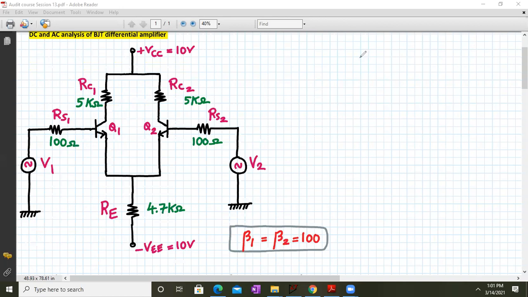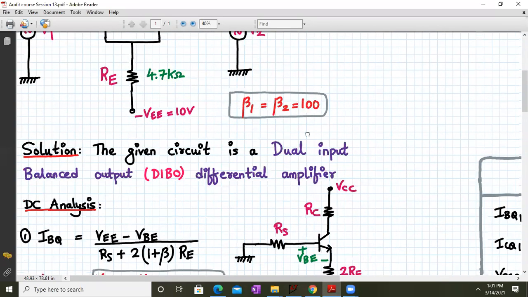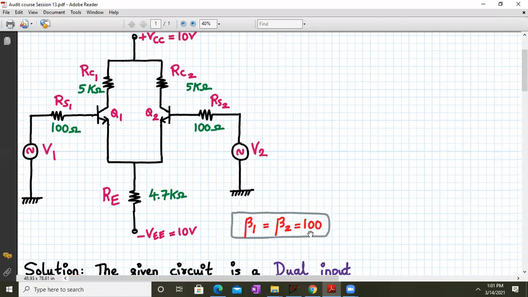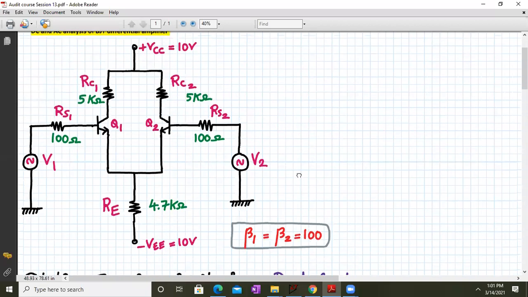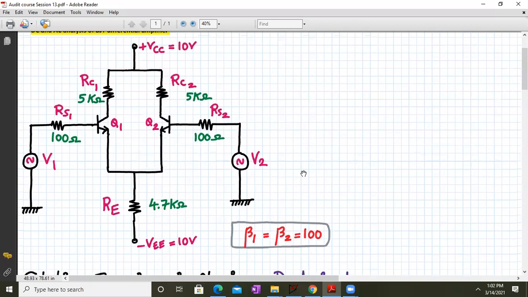Now let me clear the drawings. I hope that this is clear. Now let us proceed forward. So as I've told you earlier, both the stages are mirror images of each other. Now this is a special kind of circuit wherein an amplifier doesn't have any capacitors. We don't require any capacitors in this case.